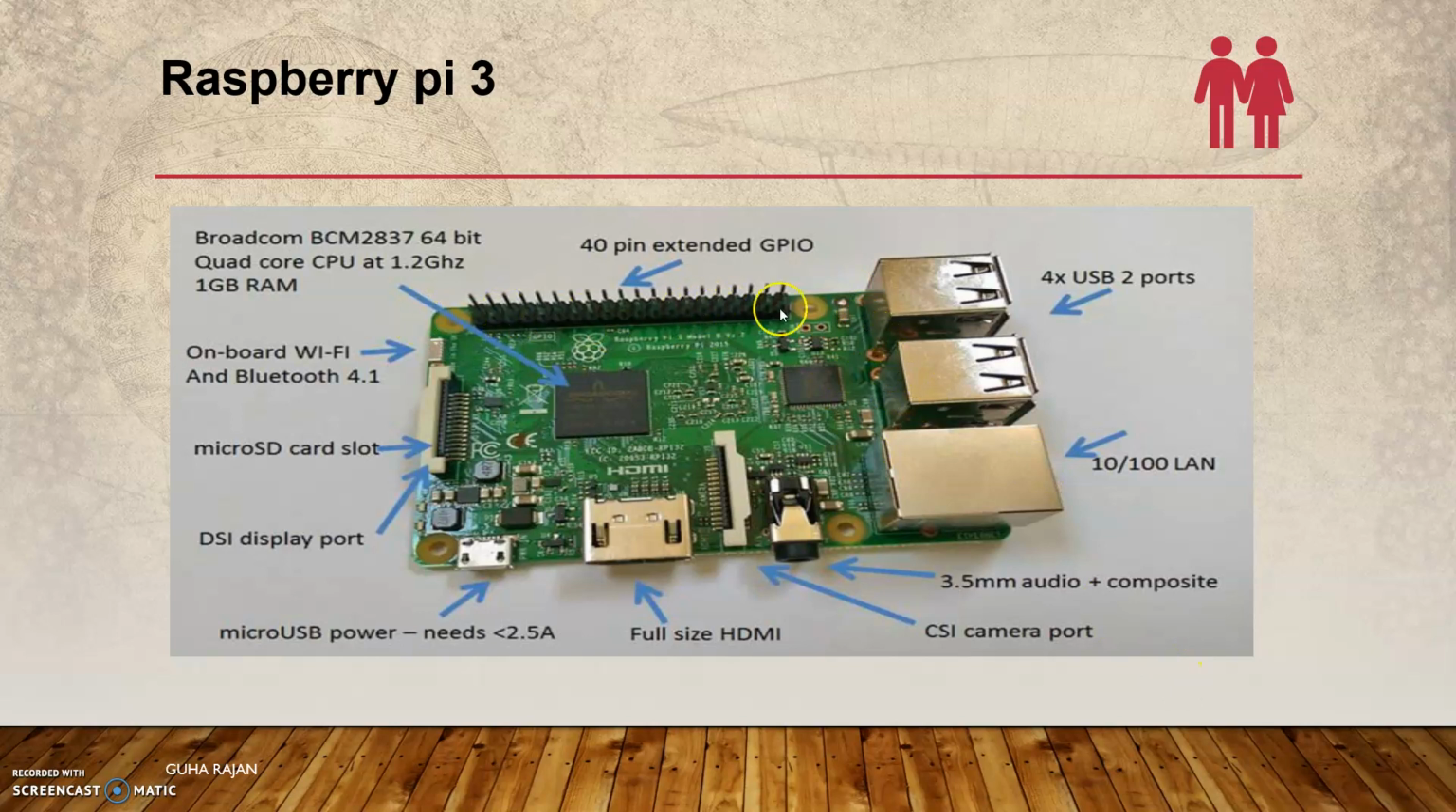So 40 pin GPIO, and more importantly, it has the Wi-Fi connectivity. So you can connect to the Wi-Fi station, and you can connect it to a LAN cable if you want, and then the USB ports. So you can probably connect the keyboard, monitors, network. So it is ideally a microcomputer board. Just like any other computer, you can use it as a computer.